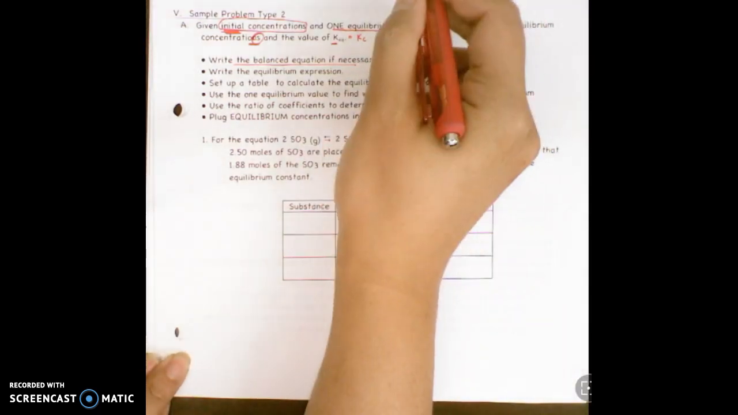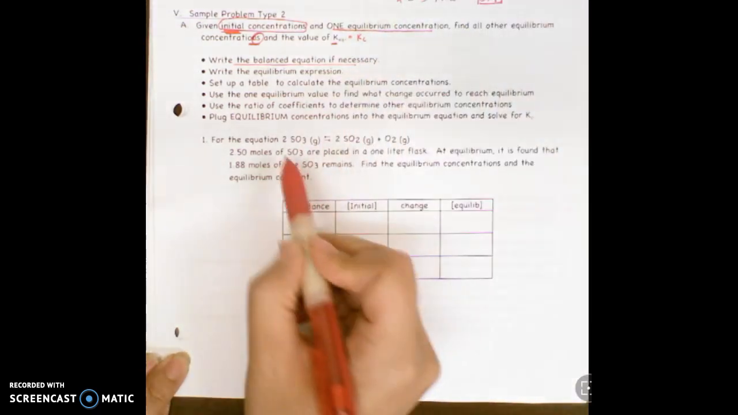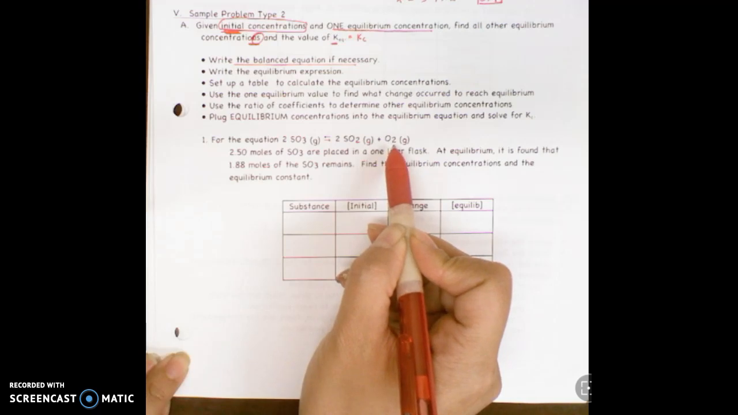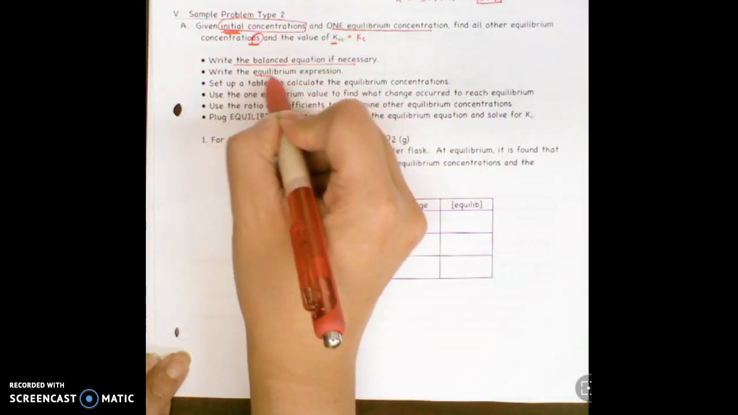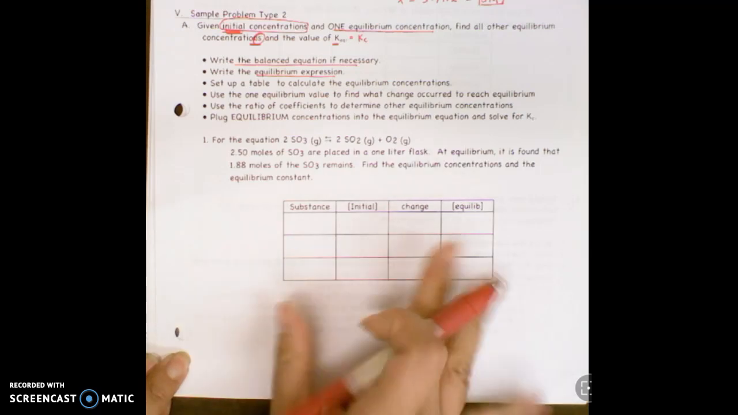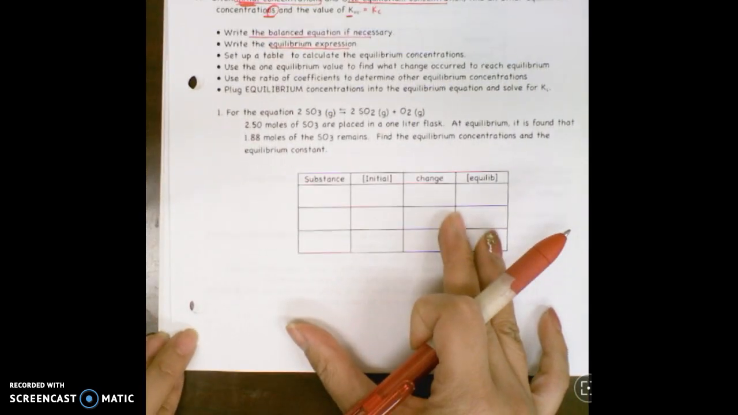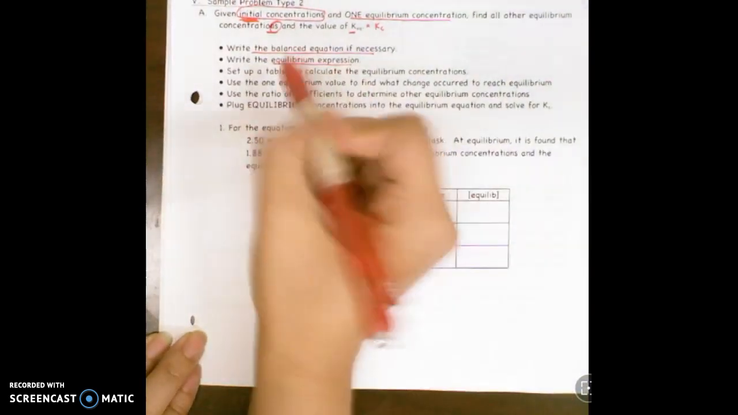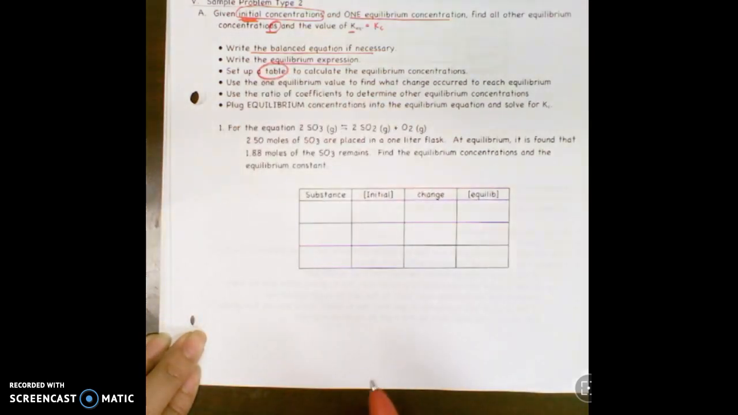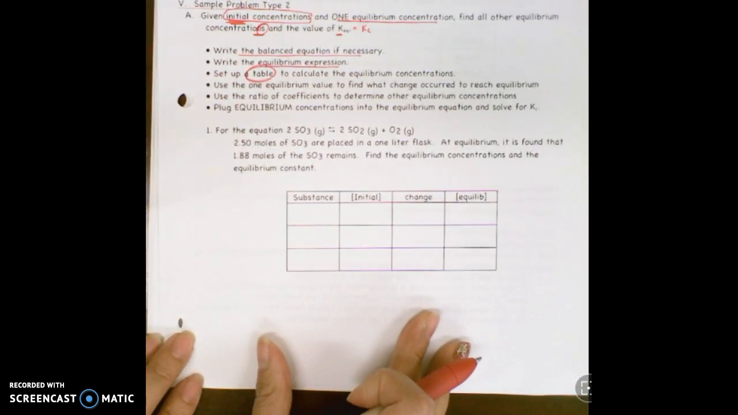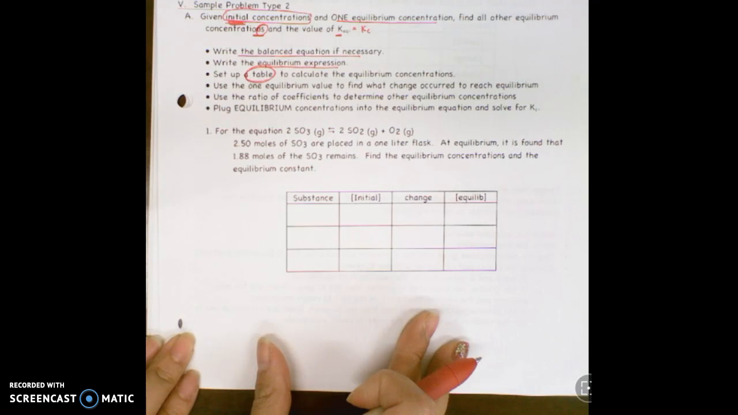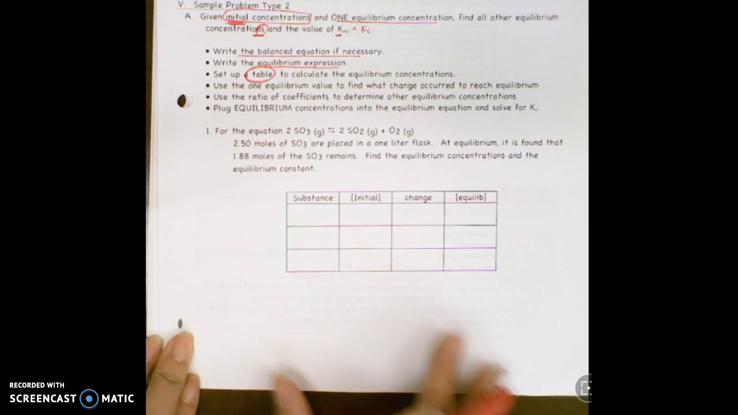You could tell that the problem that we did already had it written. This one down here already has it written for it as well. You're going to have to write our K equation, which we did earlier, up like that, right? So you do products over reactants with the coefficients turning into exponents. And then this time, we're going to be setting up something called an ICE table to calculate what the equilibrium concentrations are. Okay, so let's go ahead and take a look at what we have.